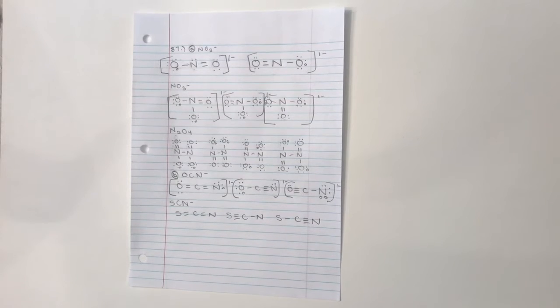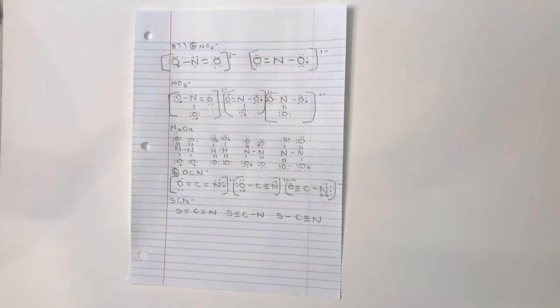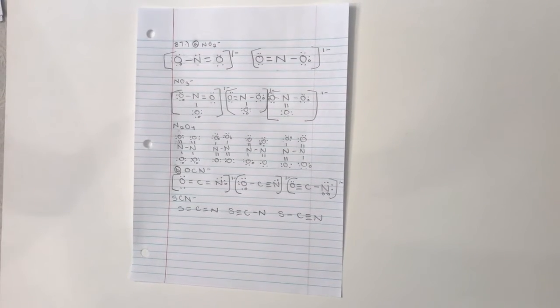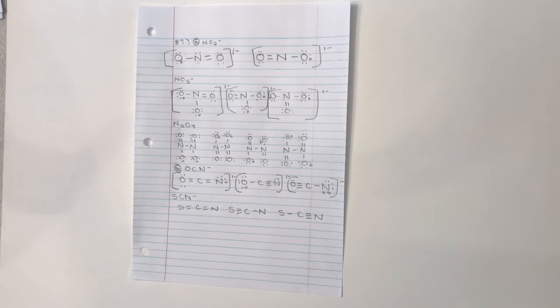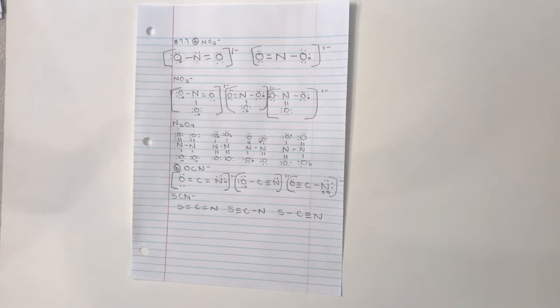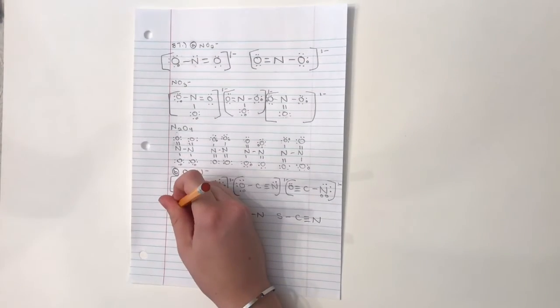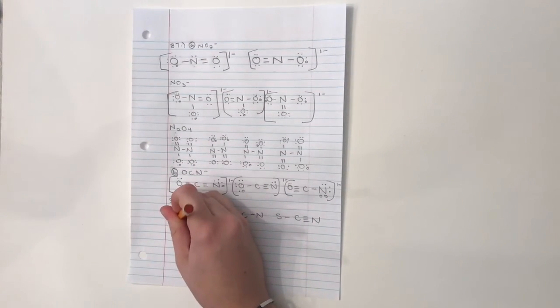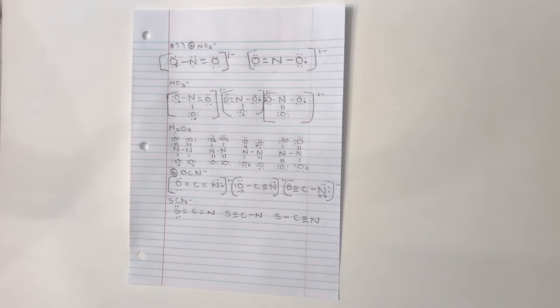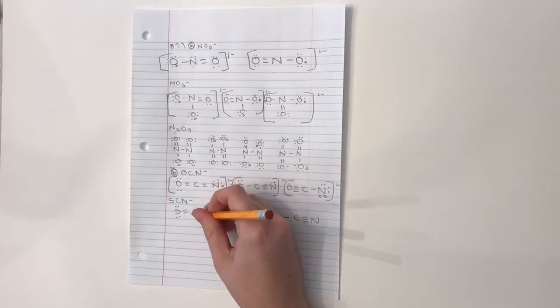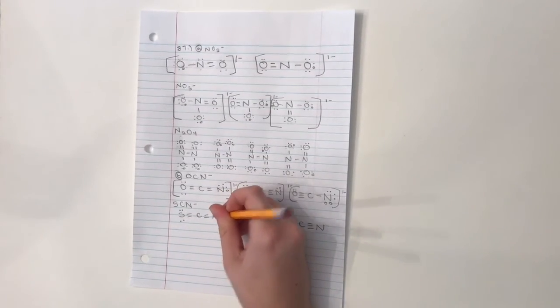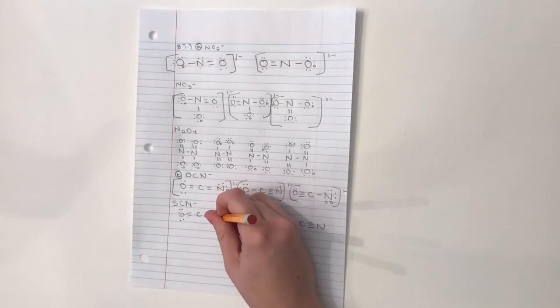SCN- is the next resonance structures, and the first one is going to have a double bond on each S and N. And to complete S's, you will just add 2 lone pairs to fulfill the octet rule. But nitrogen has 1, 2, 3, 4, 5 valence electrons, so the minus will come in to fulfill the octet rule on that structure.